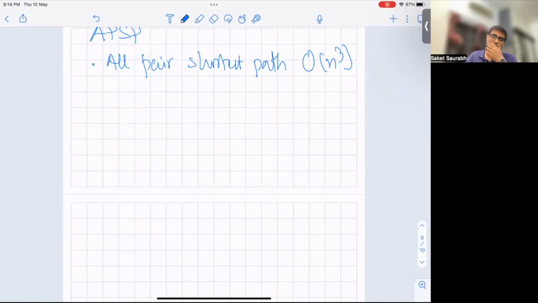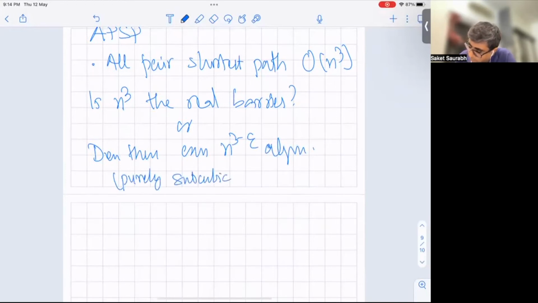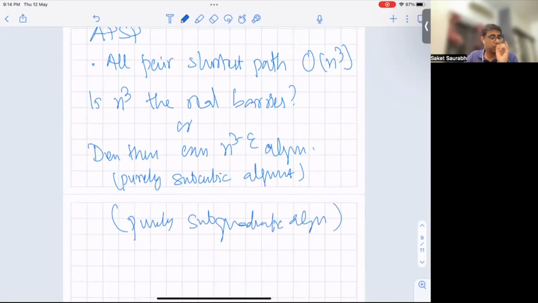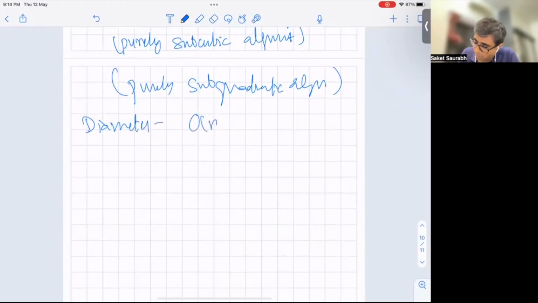So what is the natural question to ask? Is n cube the real barrier, or does there exist an n to the power 3 minus epsilon algorithm? This is what, if you look at the literature, is called a purely subcubic algorithm, or you will hear purely subquadratic algorithm. For example, single source shortest path has a quadratic time algorithm, or diameter finding, radius finding, and all those kinds of things. Diameter, we can do in order n square time, right?